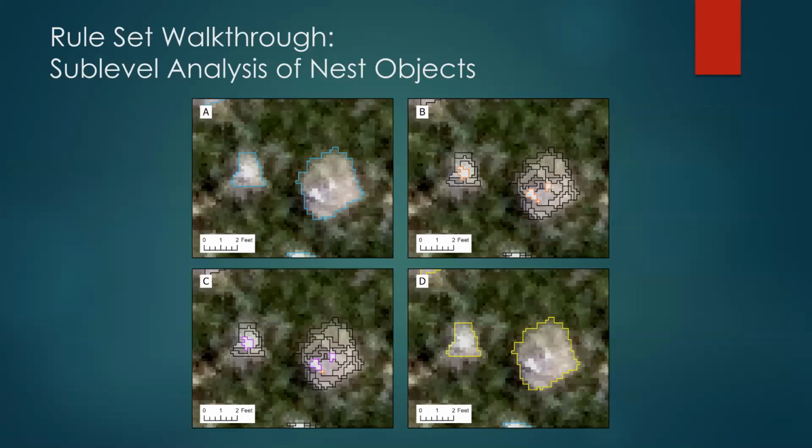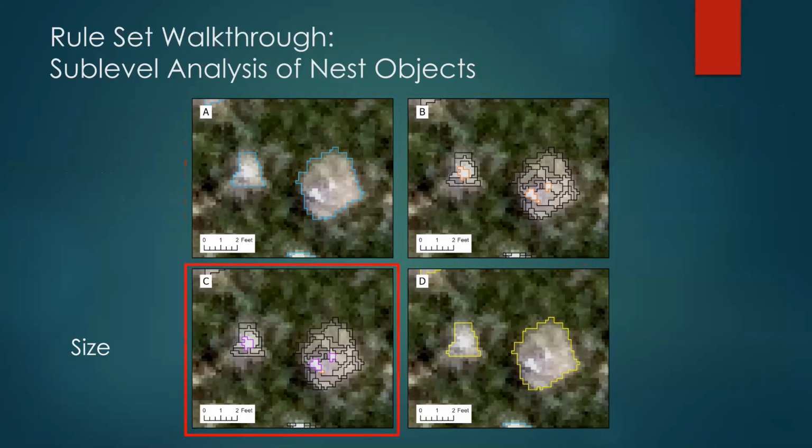Now, once we complete that initial pass looking for nests, the rule set does a second pass examining objects at the sublevel to incorporate the association element of image interpretation and look for gulls sitting on the nest. So this rule set first takes the potential nest objects from the previous pass and segments them at a much finer level. It then looks for objects that match the tonal characteristics of a laughing gull, which are very bright in the imagery due to the white plumage. It's shown here in orange. There's a couple gulls sitting on those nests.